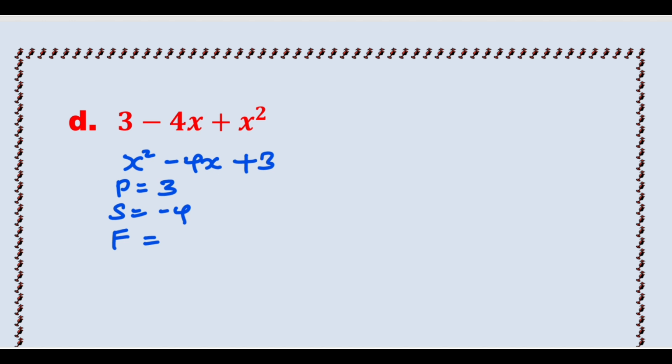So we now think about two negative numbers such that when you multiply them, you end up with positive 3. Therefore, that is going to be 1 and 3, negative 1 and negative 3.